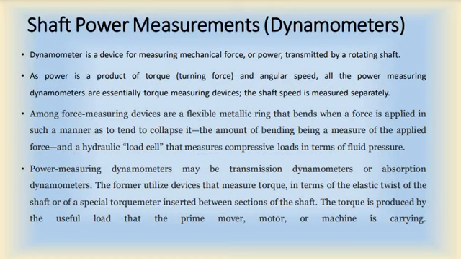Now, next let us move on to two types of dynamometers, that is transmission dynamometers and absorption dynamometers. Transmission dynamometers utilize devices that measure the torque in terms of elastic twist of the shaft, or of a special torque meter that is inserted between the sections of the shaft. And the torque in such cases is produced by the useful load that the prime mover, motor or machine is carrying.